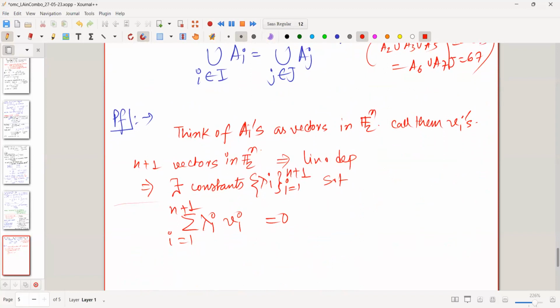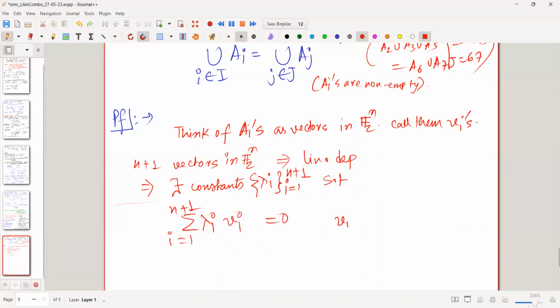So there are some vectors which add up to 0, and the number of such vectors is at least 2. It cannot be 1 because the all-zero vector is not a valid subset. And then since 1 is equivalent to -1, we can take some of the vectors to the other side, and then the sum of some vectors will be equal to the sum of the other vectors.